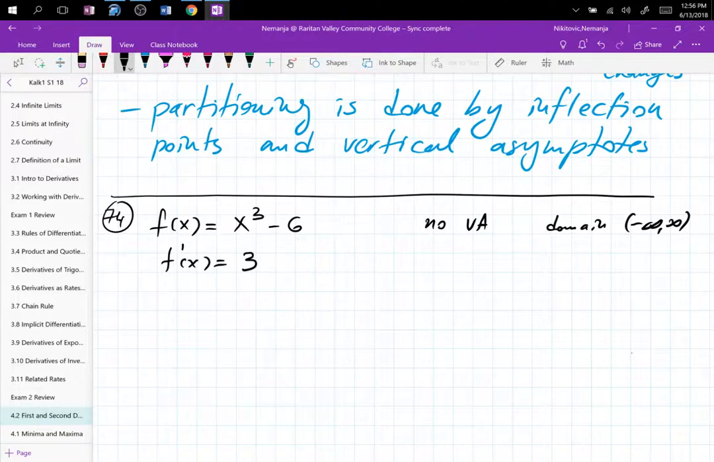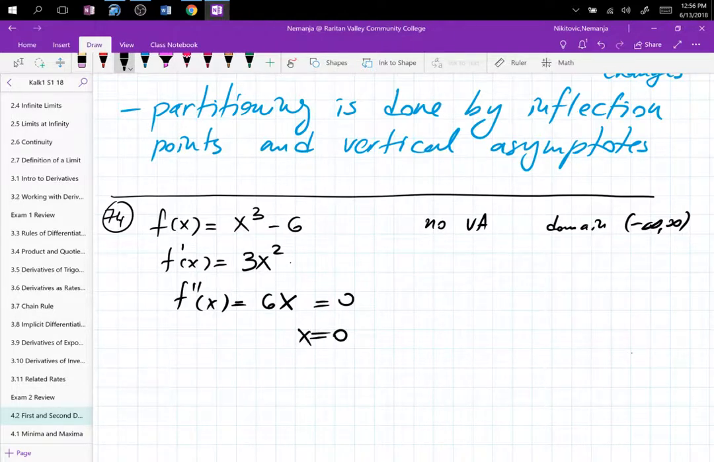f prime of x is 3x squared. Please don't work out stuff for this, because that's the first derivative test. We don't care about it. We are moving now to the second derivative test. f double prime is 6x. And this is the one you set to 0 to find x equals 0. Inflection point. It's not a point, it's an inflection number, or just the x coordinate. The inflection point is at (0, negative 6), because you plug that 0 back into the original equation to find the y value.